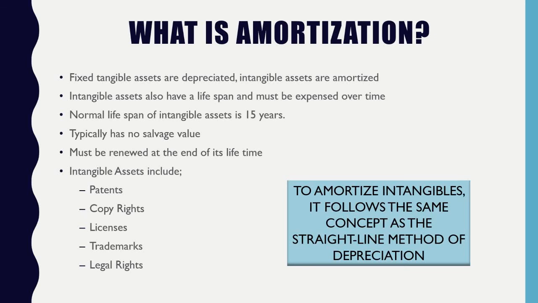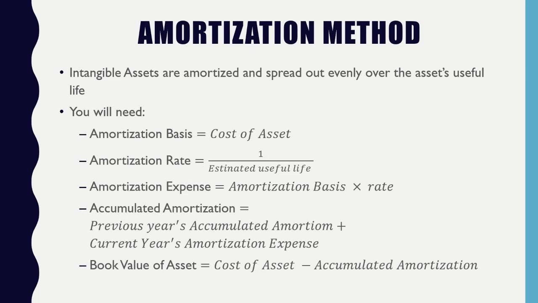So how do we calculate amortization? We're going to treat it like straight line. The only difference is there's just no salvage value. So if it's exactly like straight line, how do the formulas differ? Well, the amortization basis is going to be your asset cost, because you have no salvage value. So therefore, it's just your asset cost. What is the amortization rate? For straight line, it's 1 over the estimated useful life, and that's the same thing here. It's 1 over the estimated useful life.